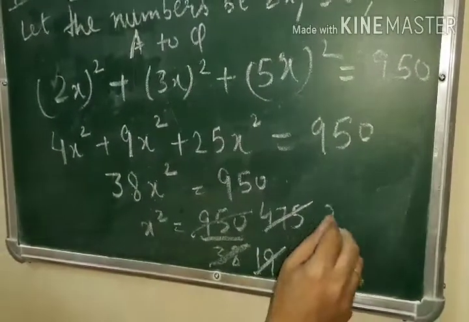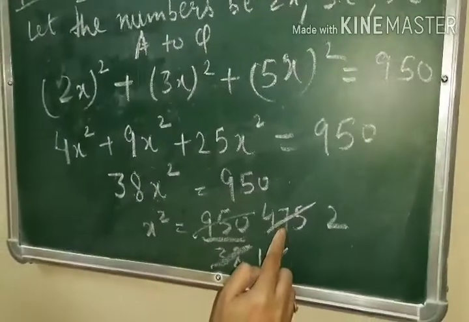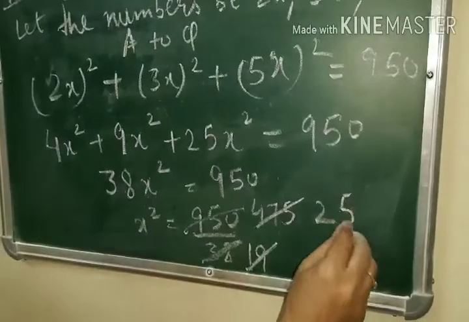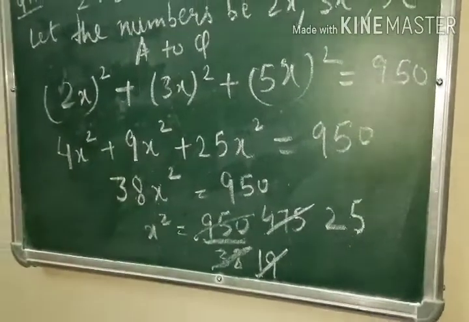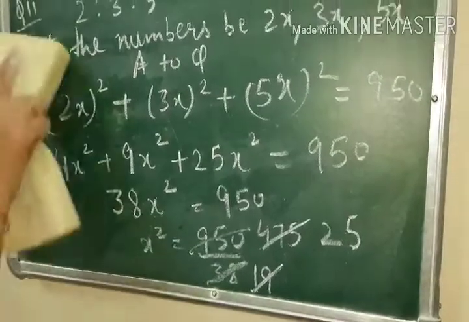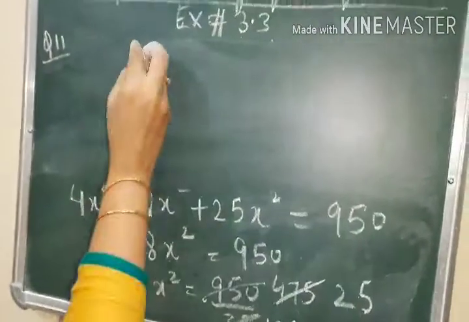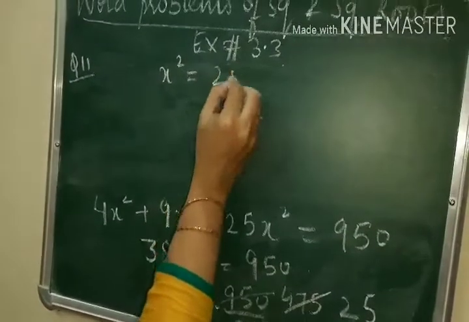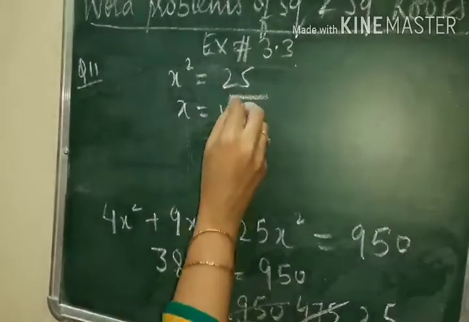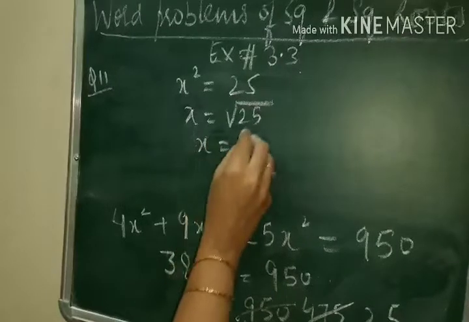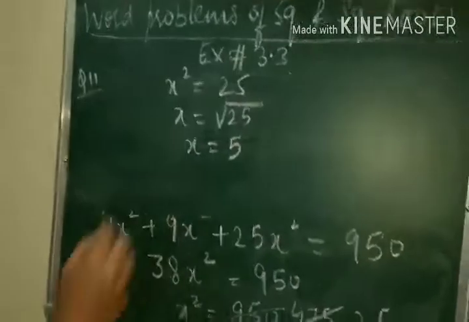So we'll cut 19 to the 38, and here 9 is left, 95, 19 5s are 95. Right? So x square is 25. X square is 25. That means x will be equal to root 25, x is equal to 5. Now we have got x as 5.